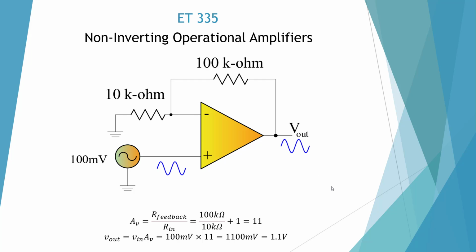Here's our non-inverting operational amplifier with resistor sizes. So our gain is going to be 100 divided by 10, which is 10, and we're going to add 1. And we have 100 millivolts in. We're going to multiply it by 11, which is 1,100 millivolts, and we convert that to 1.1 volts. And our signal is going to be the same. It's going to be non-inverted.